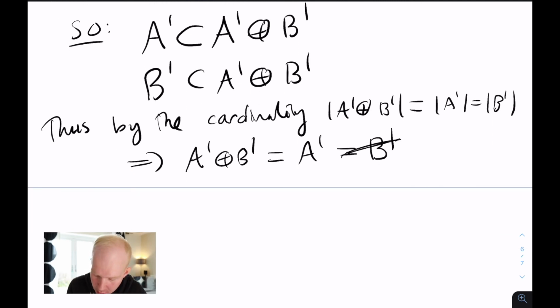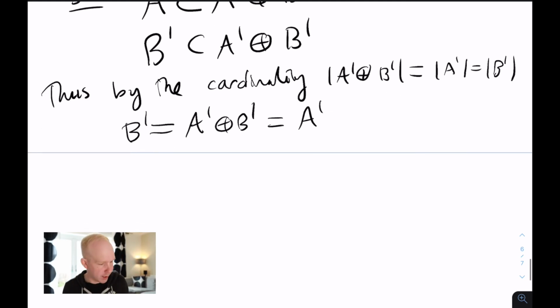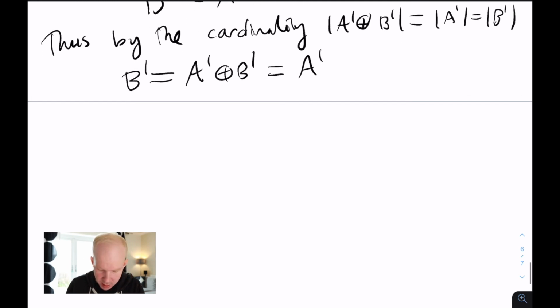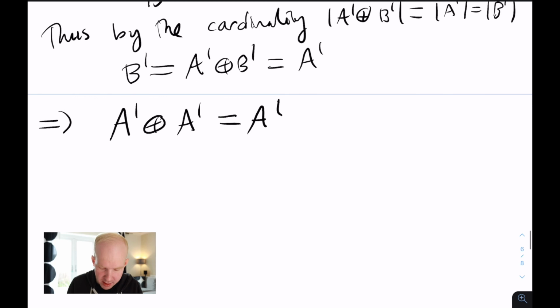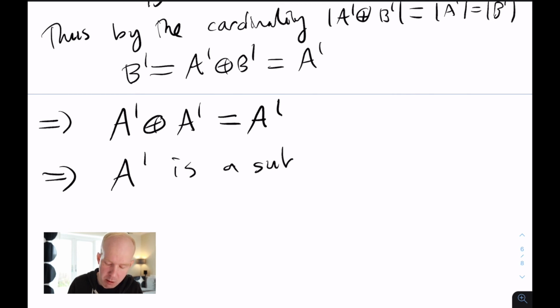They have to be the same sets. So in particular, because they are the same sets, A prime and B prime have to be the same. So we have obtained that A prime plus A prime has to be A prime, which then implies that in order for something like this to happen, A prime is a subgroup of gamma.